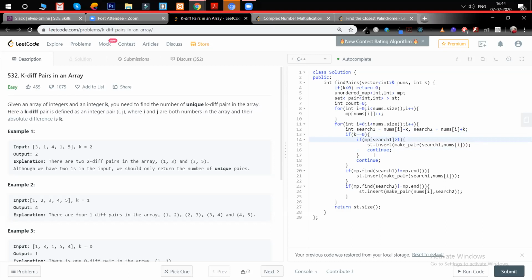I was stuck for a minute. So you have taken a set. Why didn't you use count for this? Because I need different, unique pairs. So for that I used a set, because it can help me make the question easier. Okay.